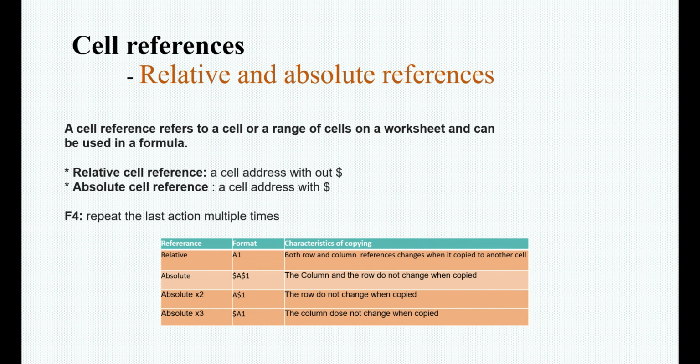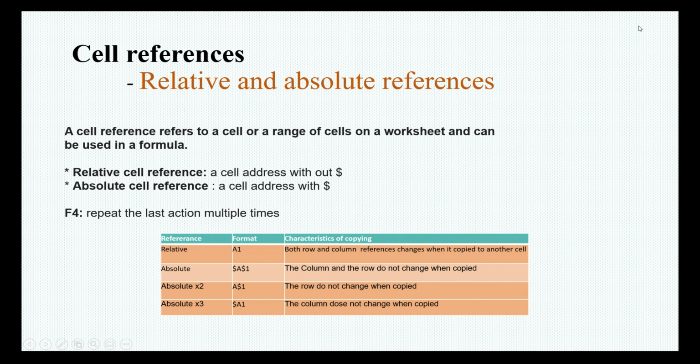Cell reference. A cell reference refers to a cell or range of cells on a worksheet and can be used in a formula, so Excel can find the values or data that you want the formula to calculate. There are two types of cell reference, relative and absolute cell reference. A relative cell reference in Excel is a cell address without the dollar sign in the row and column coordinates. When a formula with a relative cell reference is copied to another cell, the reference changes based on the relative position of rows and columns.